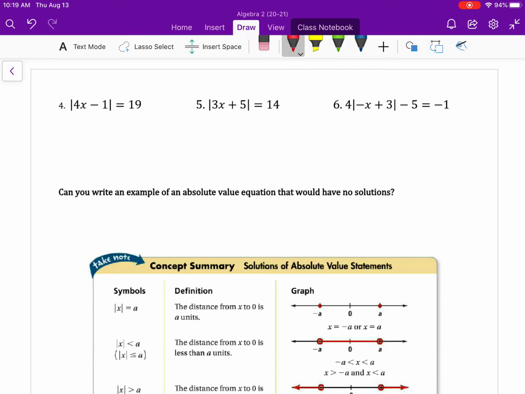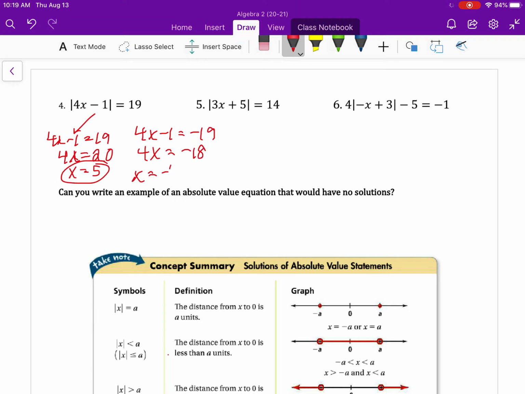All right, so let's see. Number 4, it's already solved for the absolute value bars. I'm going to split into two cases. So let's see, 4x minus 1 equals 19. So 4x equals 20. So x equals 5. Or 4x minus 1 could equal negative 19. So 4x could equal negative 18. So x equals negative 18 fourths, which equals negative 9 halves. So that is a solution. And if you plug those back in, it gets messy, but they both still work.